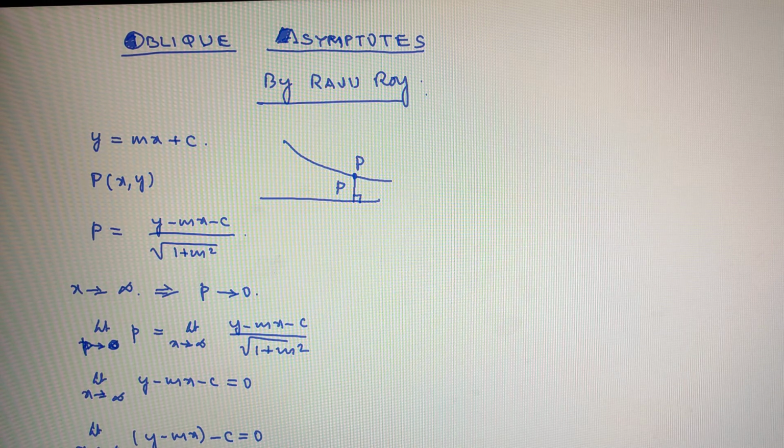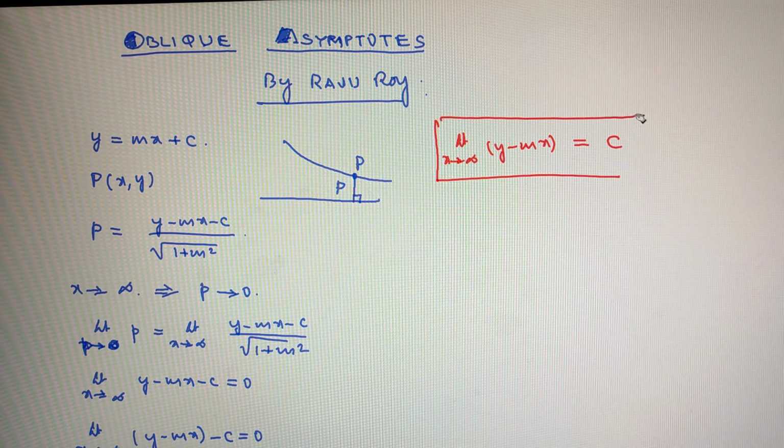Okay. Let me remove this. Fine. So now the same equation I can write like this: limit x tends to infinity, y minus mx is equal to c, right? So this will give you the c value. So we came to know about c. c is found now. Okay.